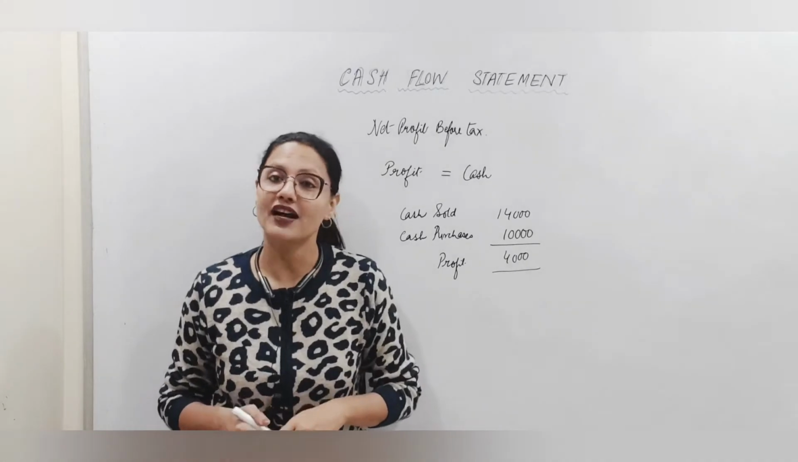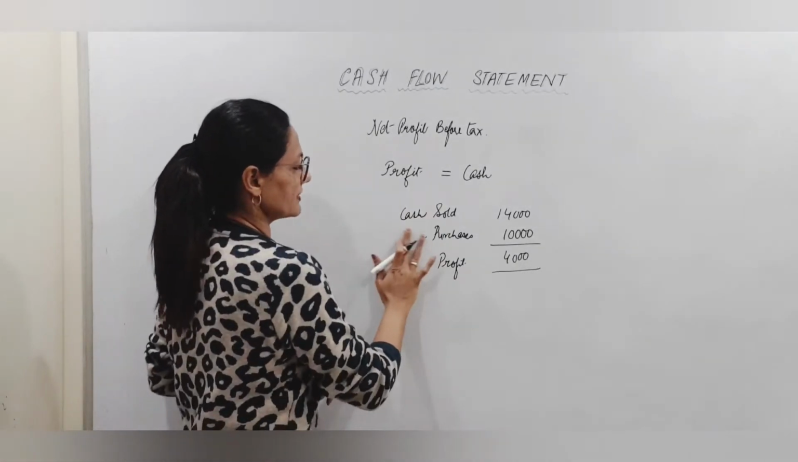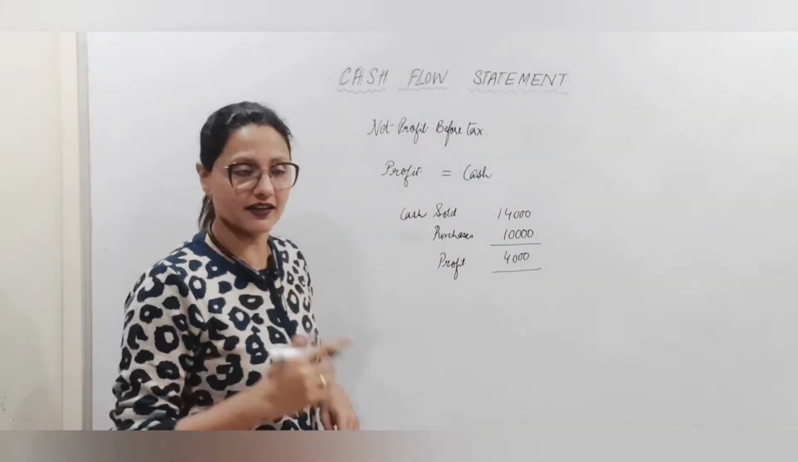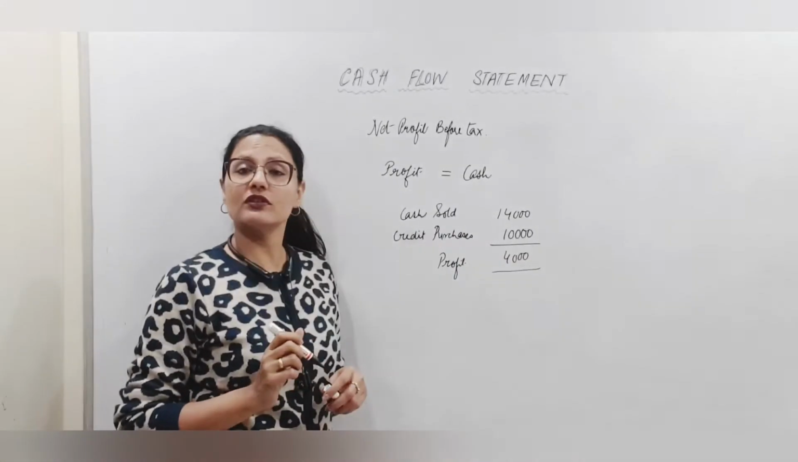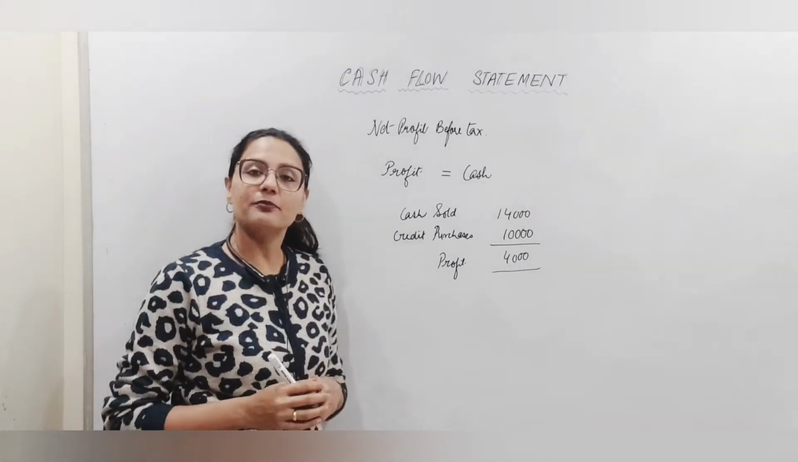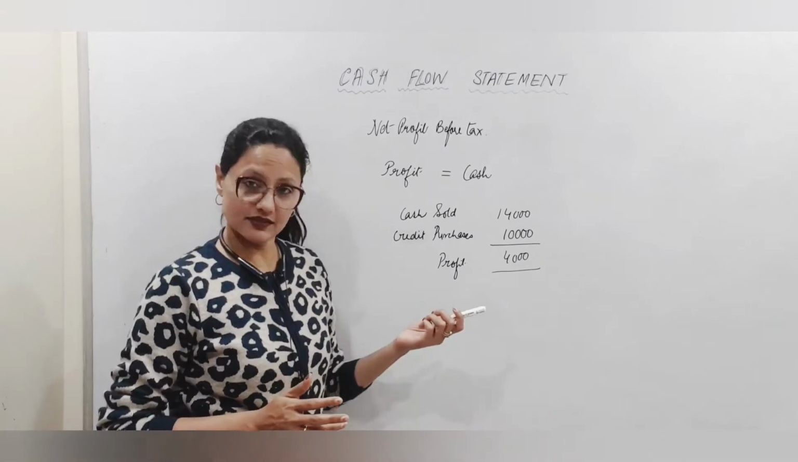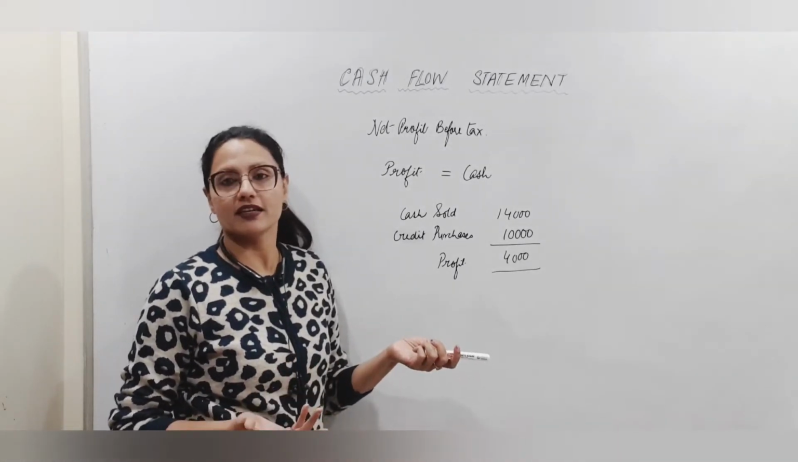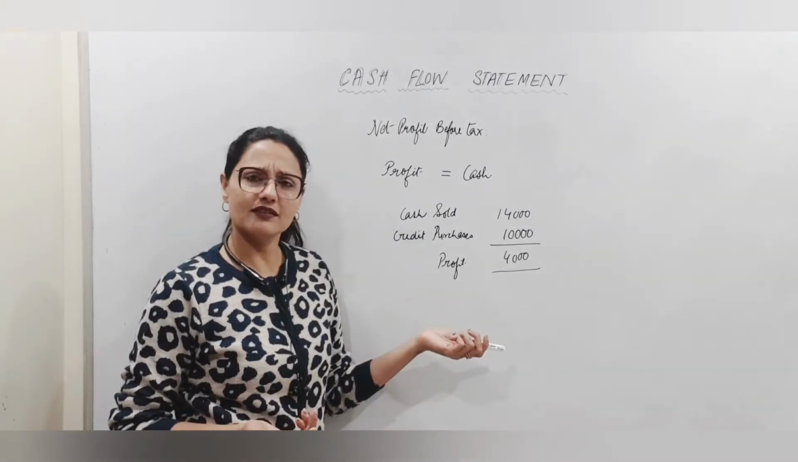But if I change this. Sold, yes, I have made all cash sales. 14,000 मेरे पास आया है. But whatever purchases I had made was on credit. Right now, till now, I haven't paid anything to my creditors. I have purchased goods on credit, not for cash. Profit is still the same because cash में खरीदो या बेचो जो भी है या credit में, you will have to take the expense and income. Profit is still the same.